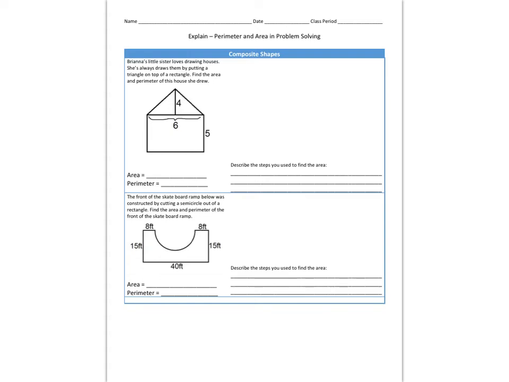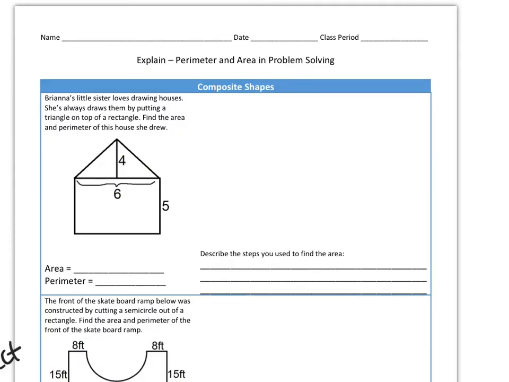So these notes look at two types of composite shapes. In the first type, we find two areas and add them together. And in the second type of composite shape, we subtract. So let's take a look at our first example here.